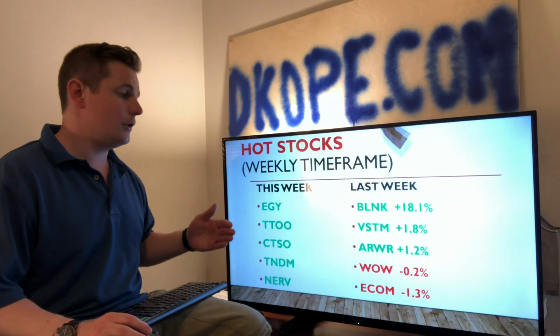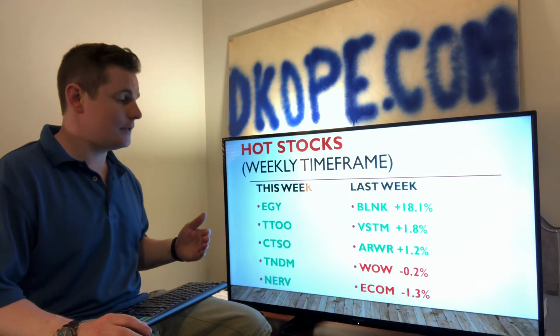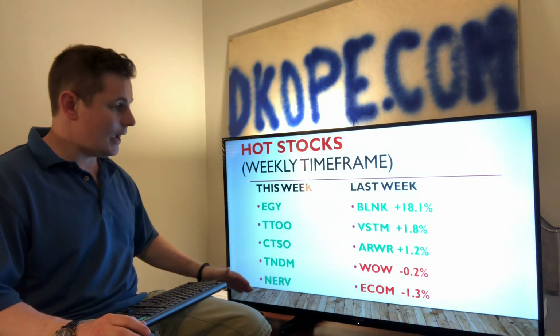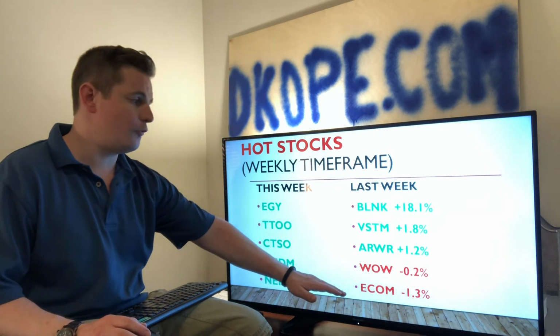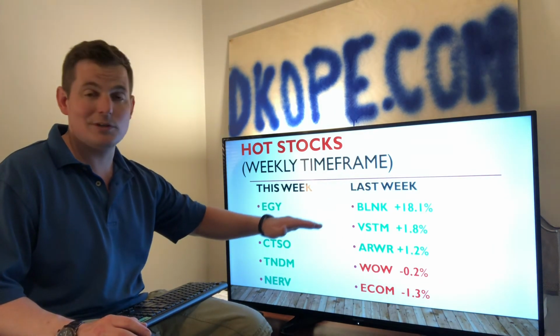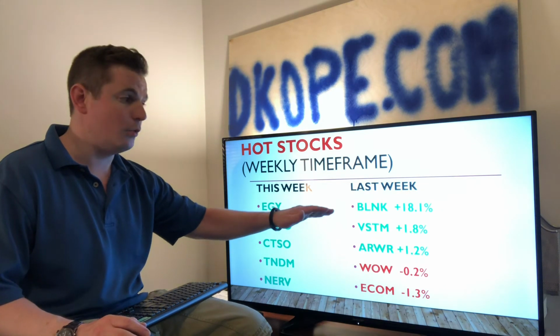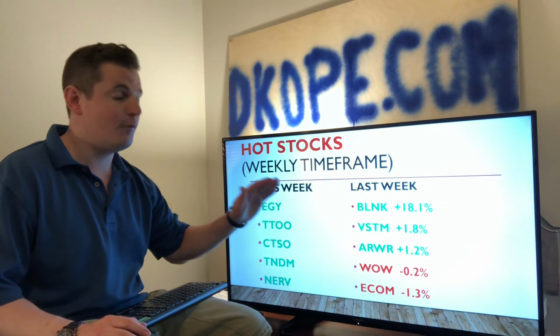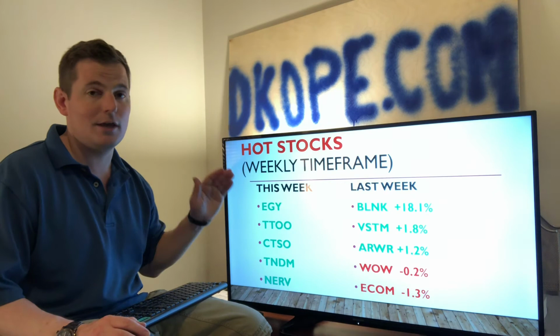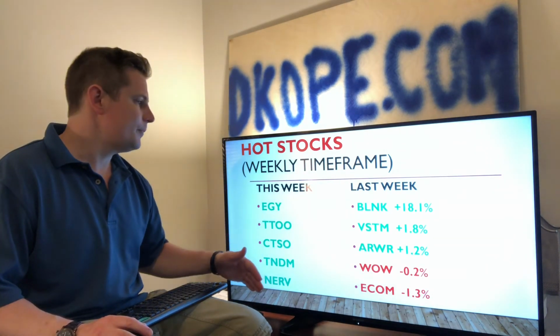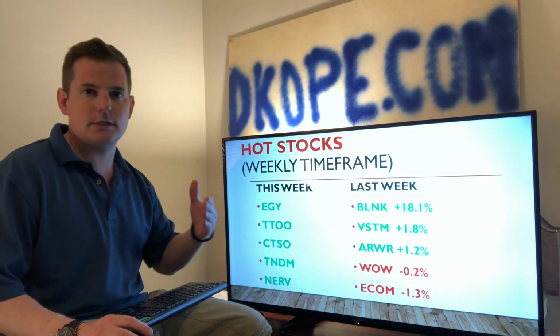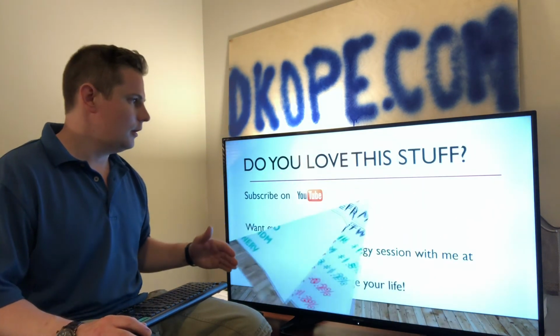And also, here's the hot stocks for this week. So here's 5 hot stocks. You can see the 5 hot stocks last week and how they performed. BLNK actually closed up 18% on the week. It actually hit 42%, so it would have hit a 40% target. That's huge. Even with 10% position sizing, it's still 4%.